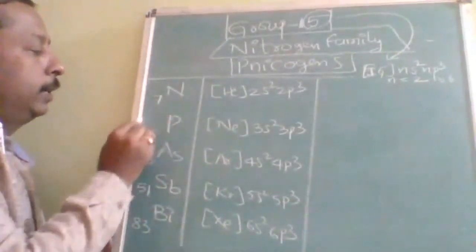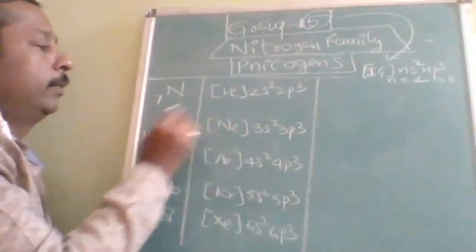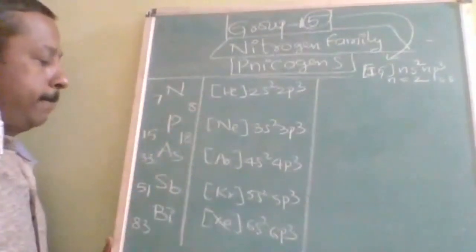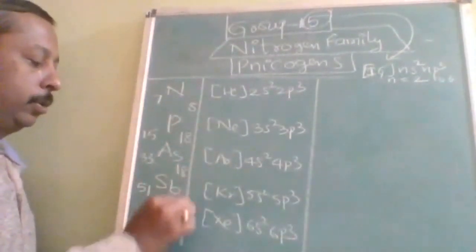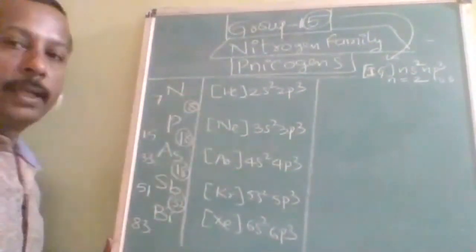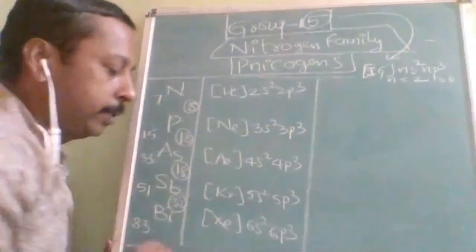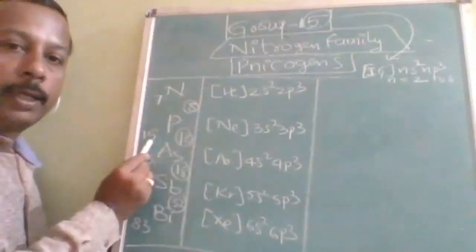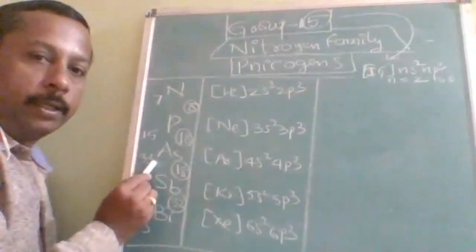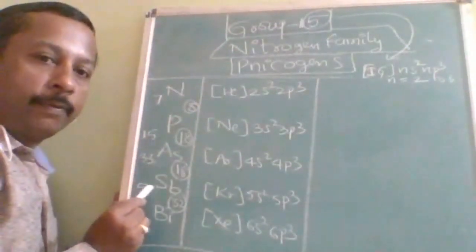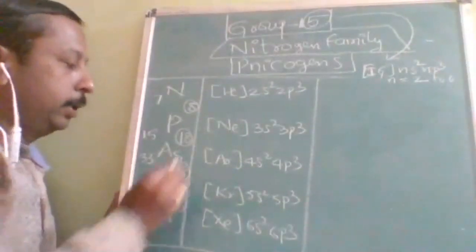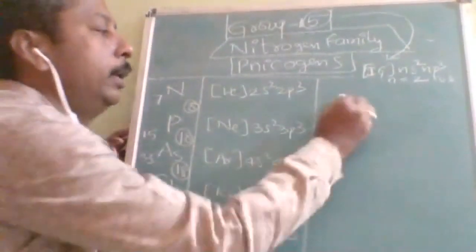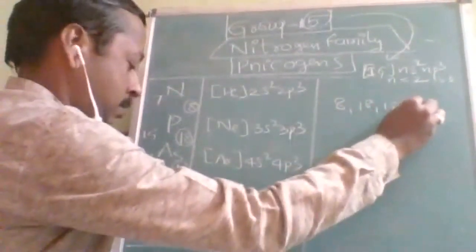Now see the gap between 7 and 15. What is the gap? 8. Then it will be 18, then 18 again, then 32. These numbers are called magic numbers, and they are used to find the next atomic number. 7 plus 8 gives 15. 15 plus 18 gives 33. 33 plus 18 gives 51. 51 plus 32 gives 83. You should remember this series, and it is applicable for all groups: 8, 18, 18, and 32.